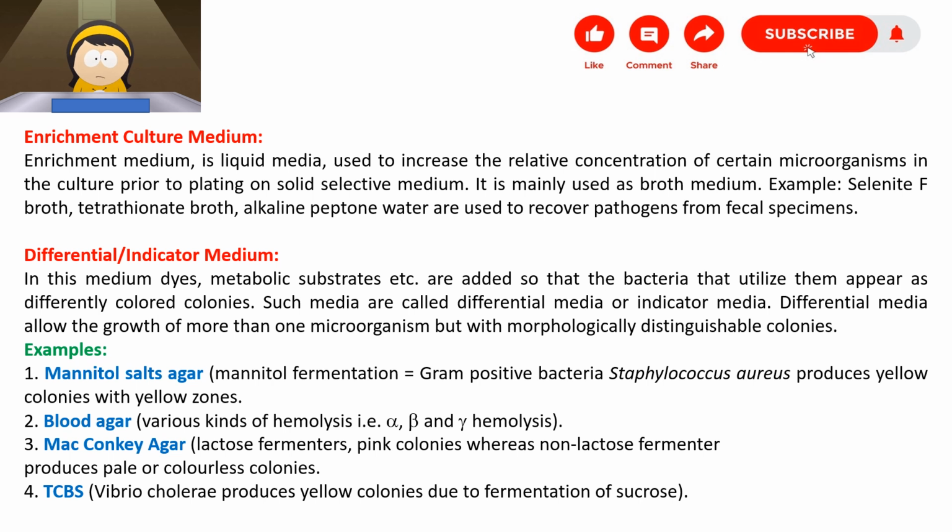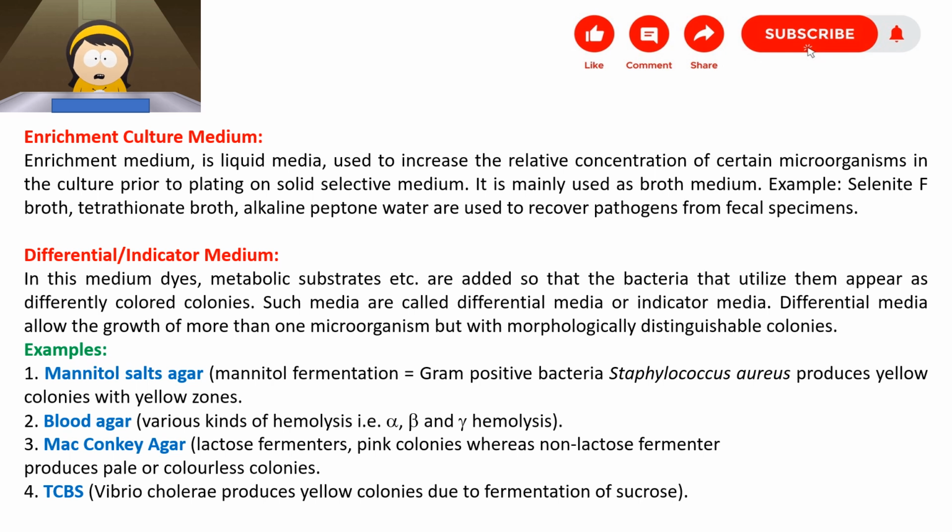Enrichment culture medium. Enrichment medium is liquid media, used to increase the relative concentration of certain microorganisms in the culture prior to plating on solid selective medium. It is mainly used as broth medium. Examples: selenite F broth, tetrathionate broth, alkaline peptone water, which are used to recover pathogens from fecal specimens.